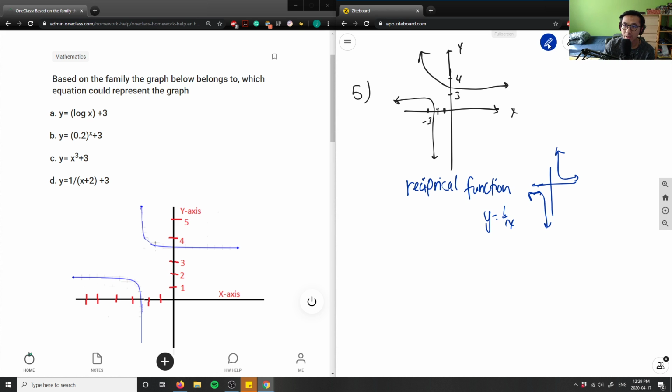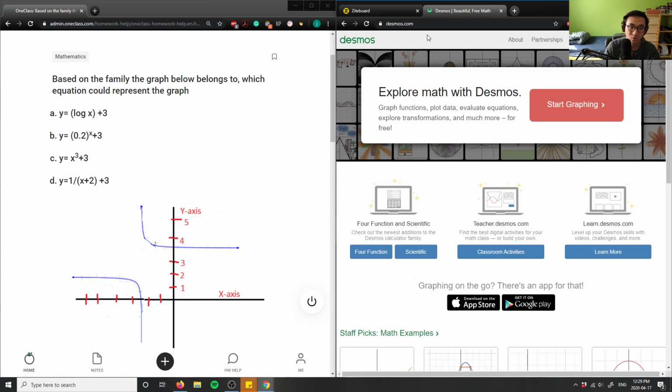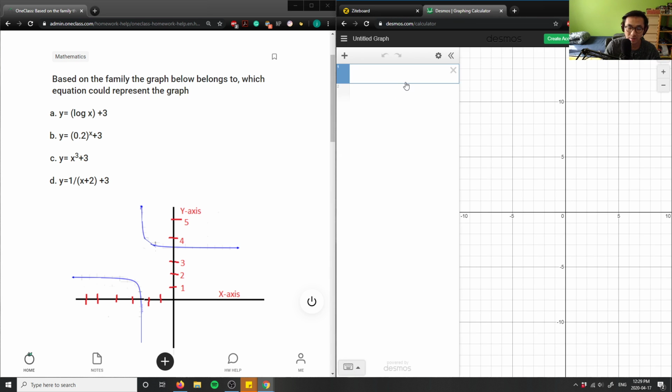So let me look at the options here. So we have option A, which is y equals log x plus 3. So in this case, if we graph log x plus 3, you're going to get a function that basically steadily increases over time. So let me show you what that means using Desmos. So I have log x plus 3. As you can see, it's steadily increasing, right?